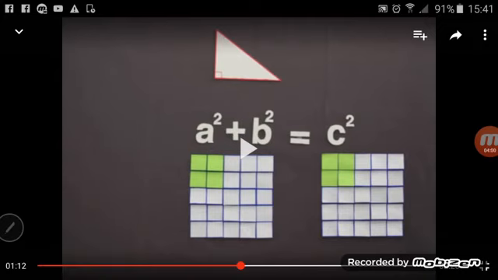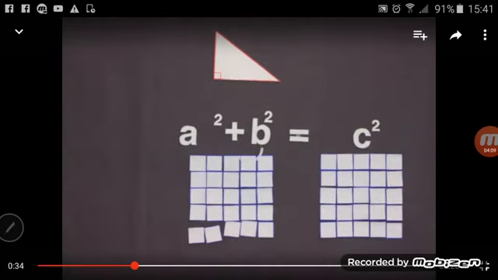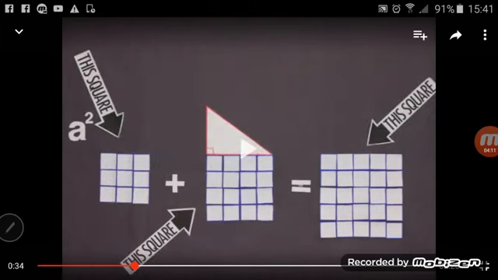And voila, we have a proof of Pythagoras' theorem. Just going back to here, we've got a 3 by 3 square, which makes 9, plus a 4 by 4 square, which is 16. So 9 plus 16 should be 25. Then over here we've got a 5 by 5 square, which is from the hypotenuse, and that's 25 squares.